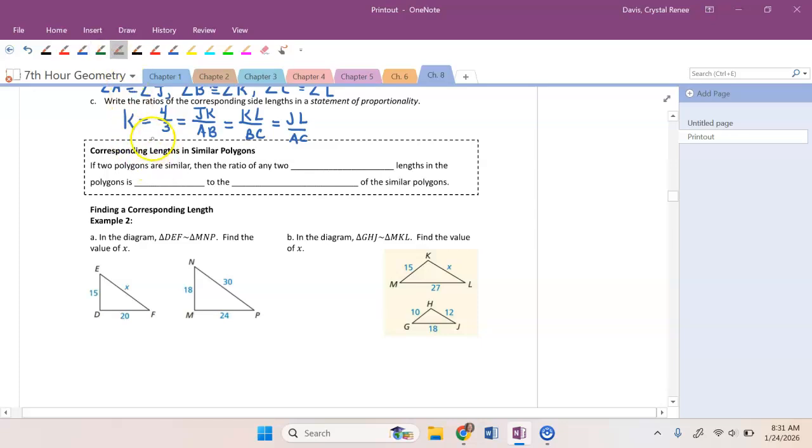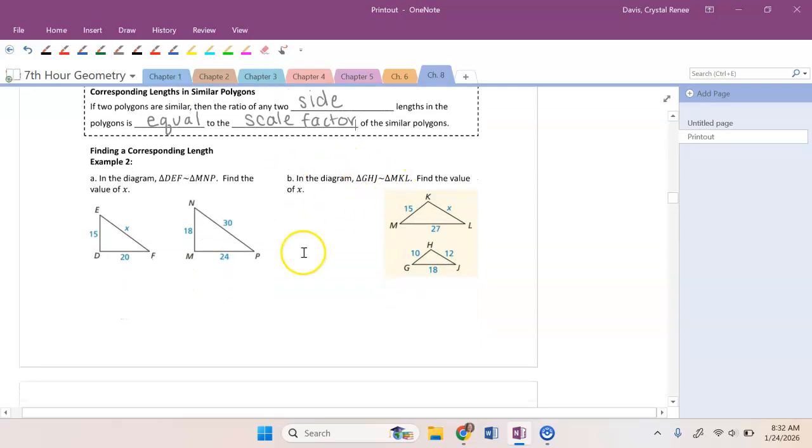Okay, now we can use this information to find lengths of missing sides. So, corresponding lengths in similar triangles. If two polygons are similar, then the ratio of any two corresponding side lengths in the polygons is equal to the scale factor of the similar polygons. So we're really going to use this and then set up a ratio and solve to find missing side lengths. That's what we're going to be doing a lot in this chapter.